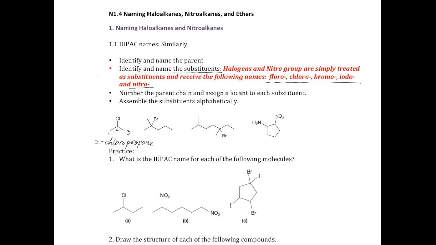how should I name them? So the one on the left would be methyl, and then the one on the right would be bromo. So we still arrange them alphabetically. So how do I name this one? So 2-bromo, 2-methylpentane.